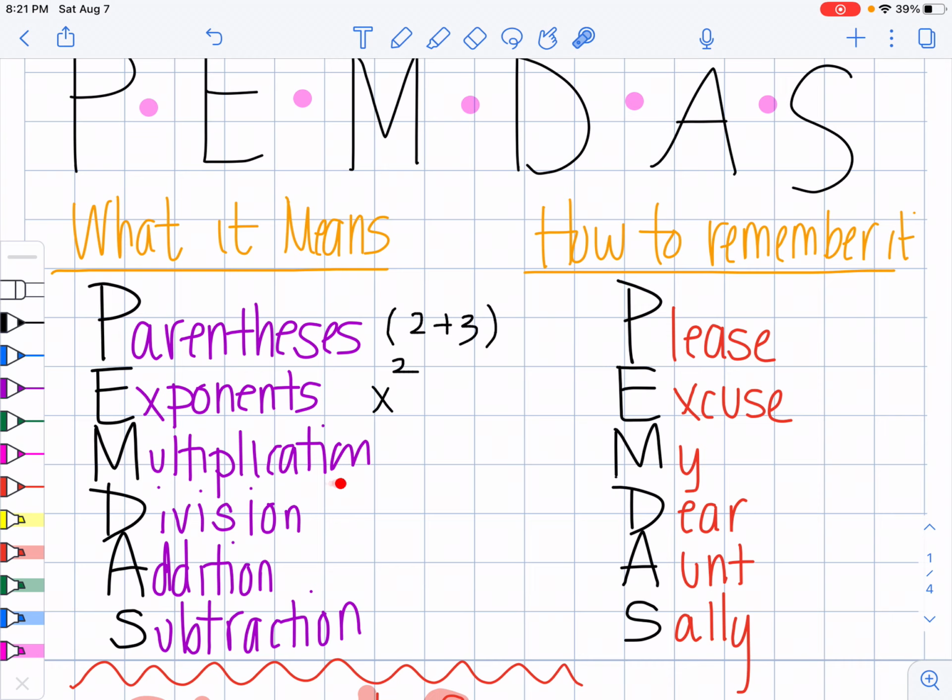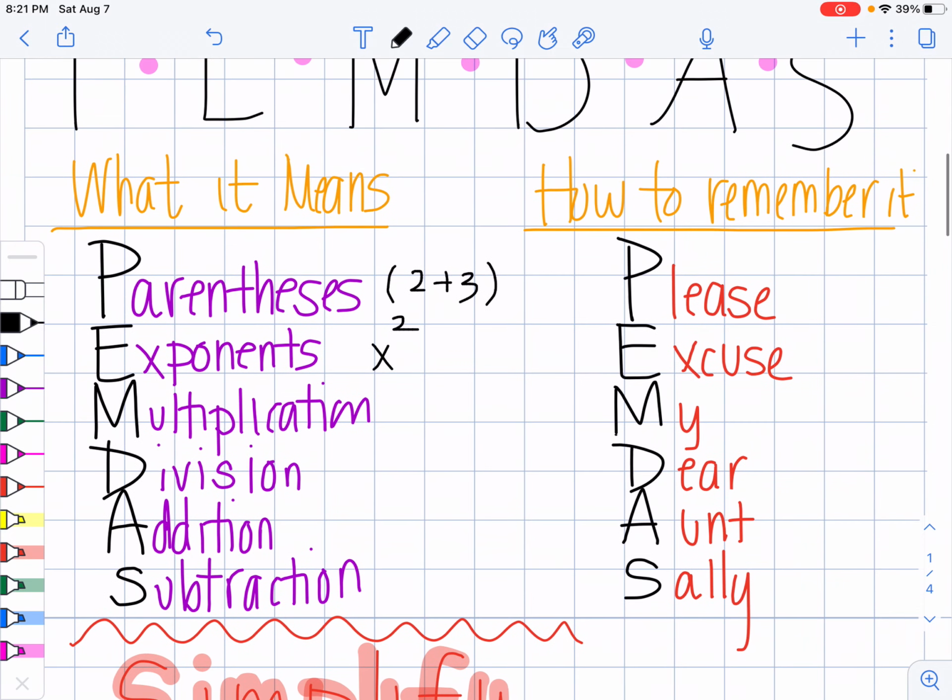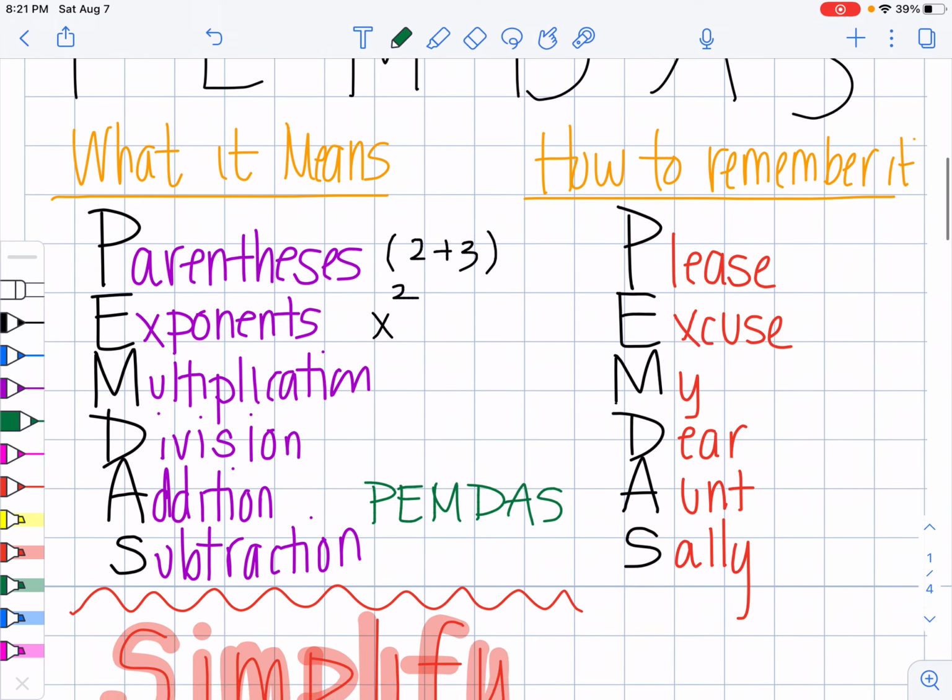M stands for multiplication. D stands for division. A stands for addition, and S stands for subtraction. So how can you remember PEMDAS besides just remembering PEMDAS? A lot of people remember it as, please excuse my dear Aunt Sally. Not really sure what you're excusing her from, but that's how I learned it, and that's the common way to remember it. And usually it's written out like PEMDAS, P-E-M-D-A-S.